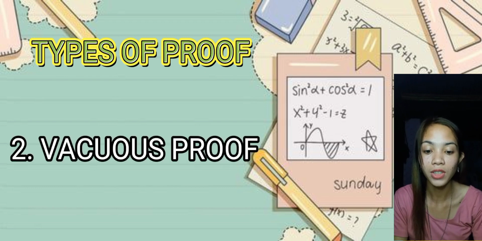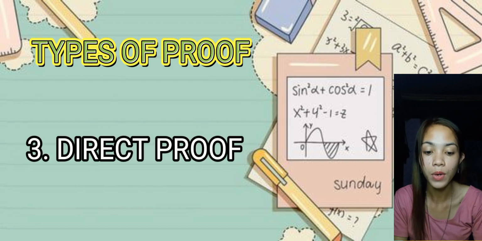Number 2 is the vacuous proof. If P is a conjunction of other hypotheses, and we know one or more of these hypotheses is false, then P is false, and so P implies Q is vacuously true regardless of the truth value of Q. Number 3 is the direct proof. Assume P and then use the rules of inference, axioms, definitions, and logical equivalences to prove Q.